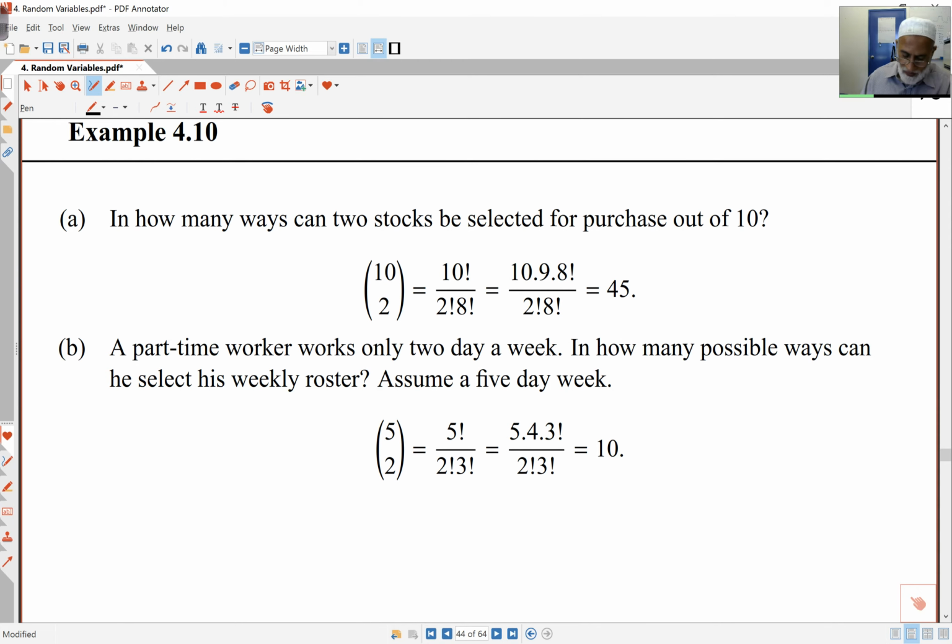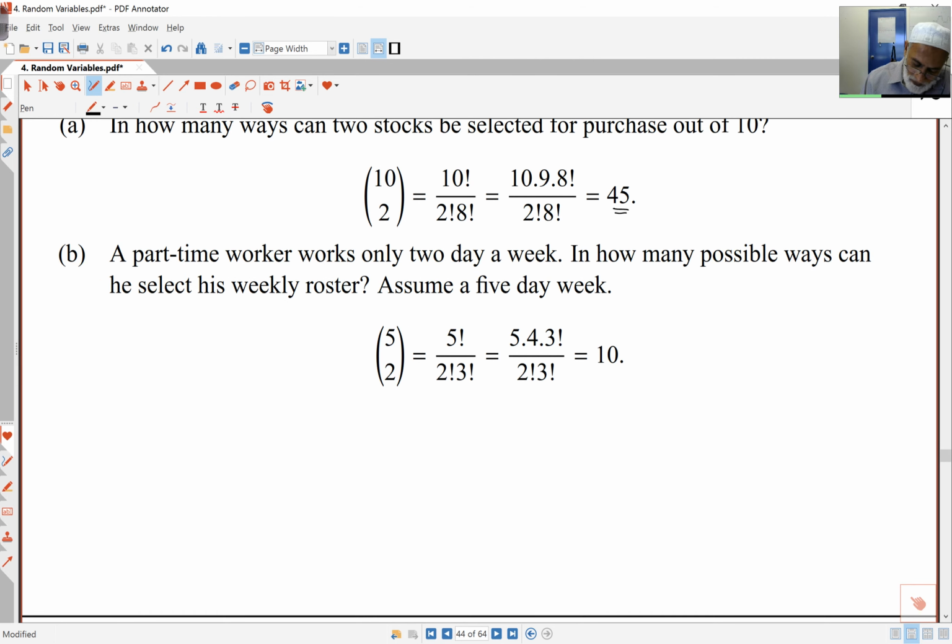So, example here, in how many ways can 2 stocks be selected from out of 10 for a purchase? So it's essentially 10 choose 2, and we saw that comes to 45. It's 10 factorial over 2 factorial, and the difference 10 minus 2, 8 factorial.